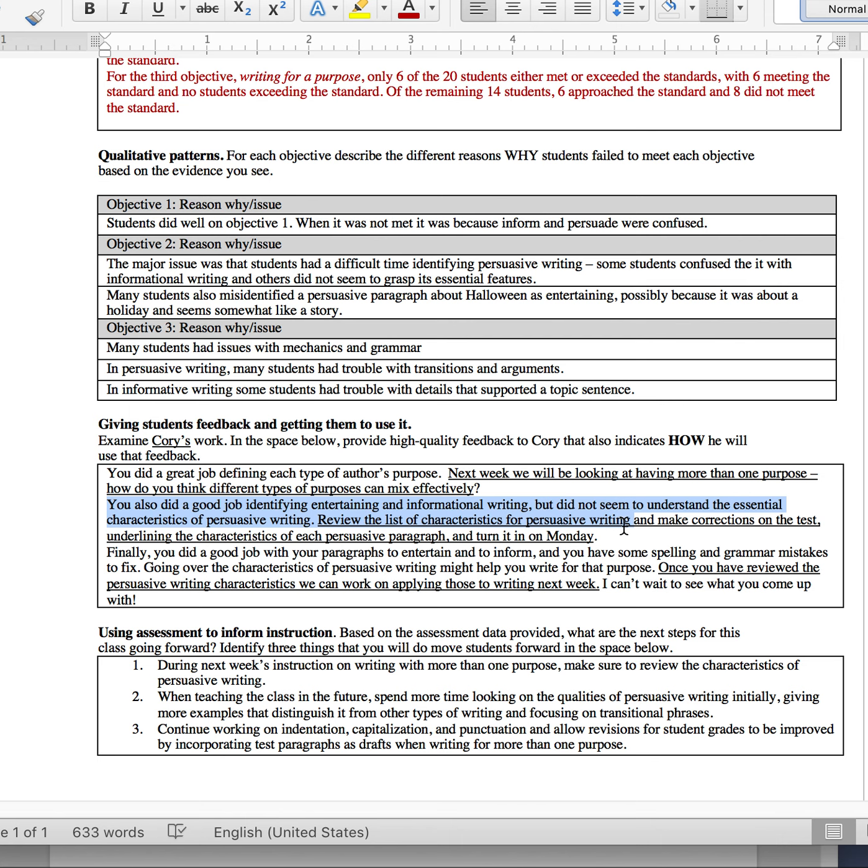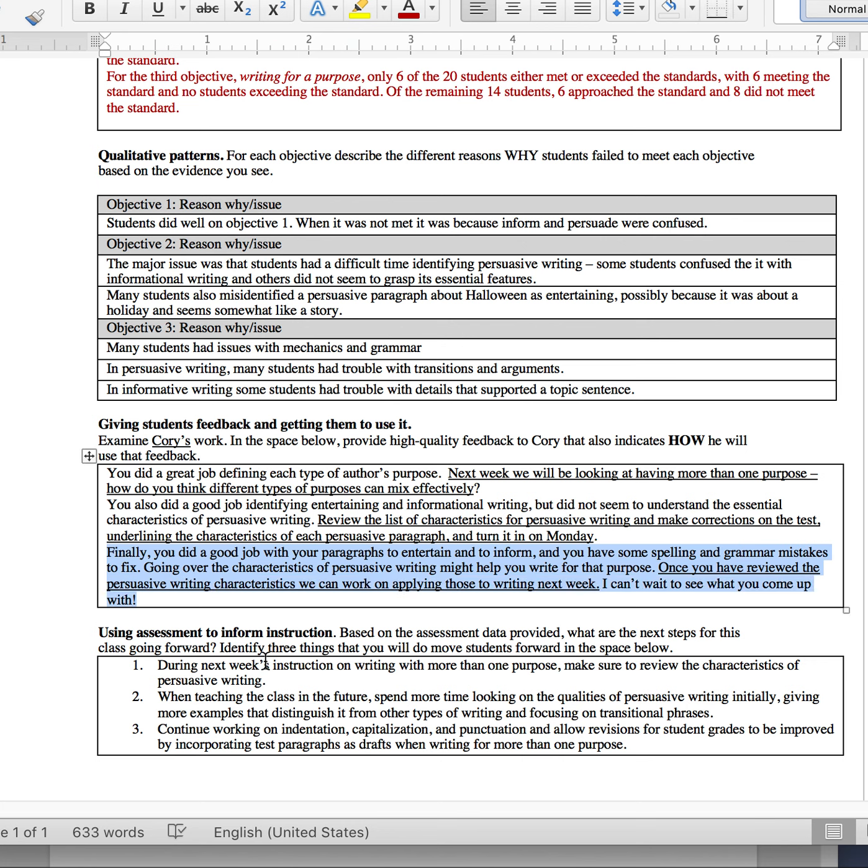You also did a good job identifying entertaining and informational writing, right? But did not seem to understand the essential characteristics of persuasive writing. Got all of those wrong. So I'm directing him then to review the list of characteristics for persuasive writing and make corrections on the test. Underline the characteristics of each persuasive paragraph and turn that in on Monday. So it's an extra assignment for him, and it's supposed to help him figure out what are those elements about persuasive writing that he's missing or getting wrong.